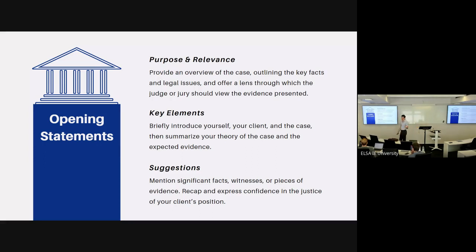You also want to introduce yourself and your client in the case, and basically say, this is our theory. This is what we think is the main issue. And this depends a little bit on whether you're doing a jury trial or a bench trial. Most of you are doing jury. I think a couple of you are doing bench.